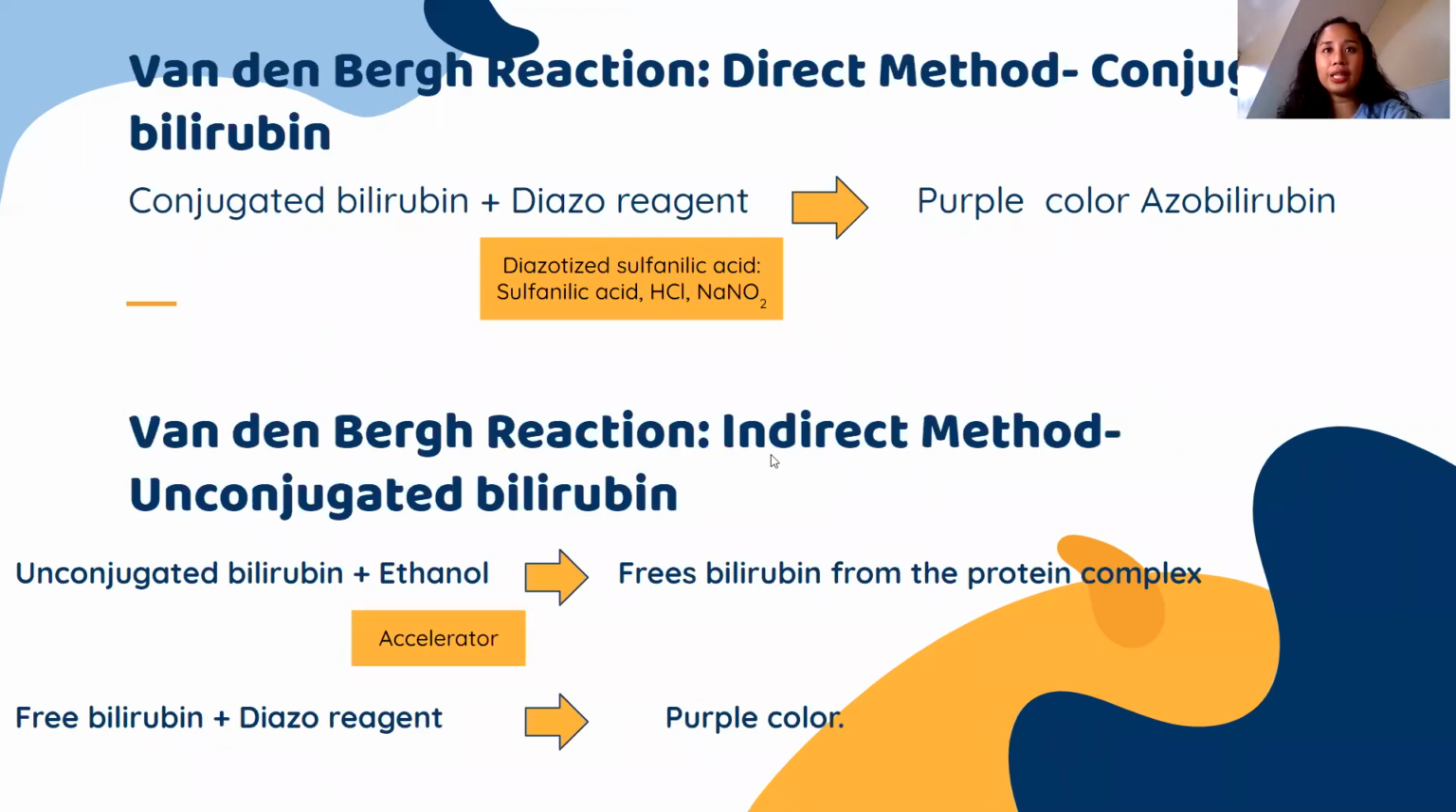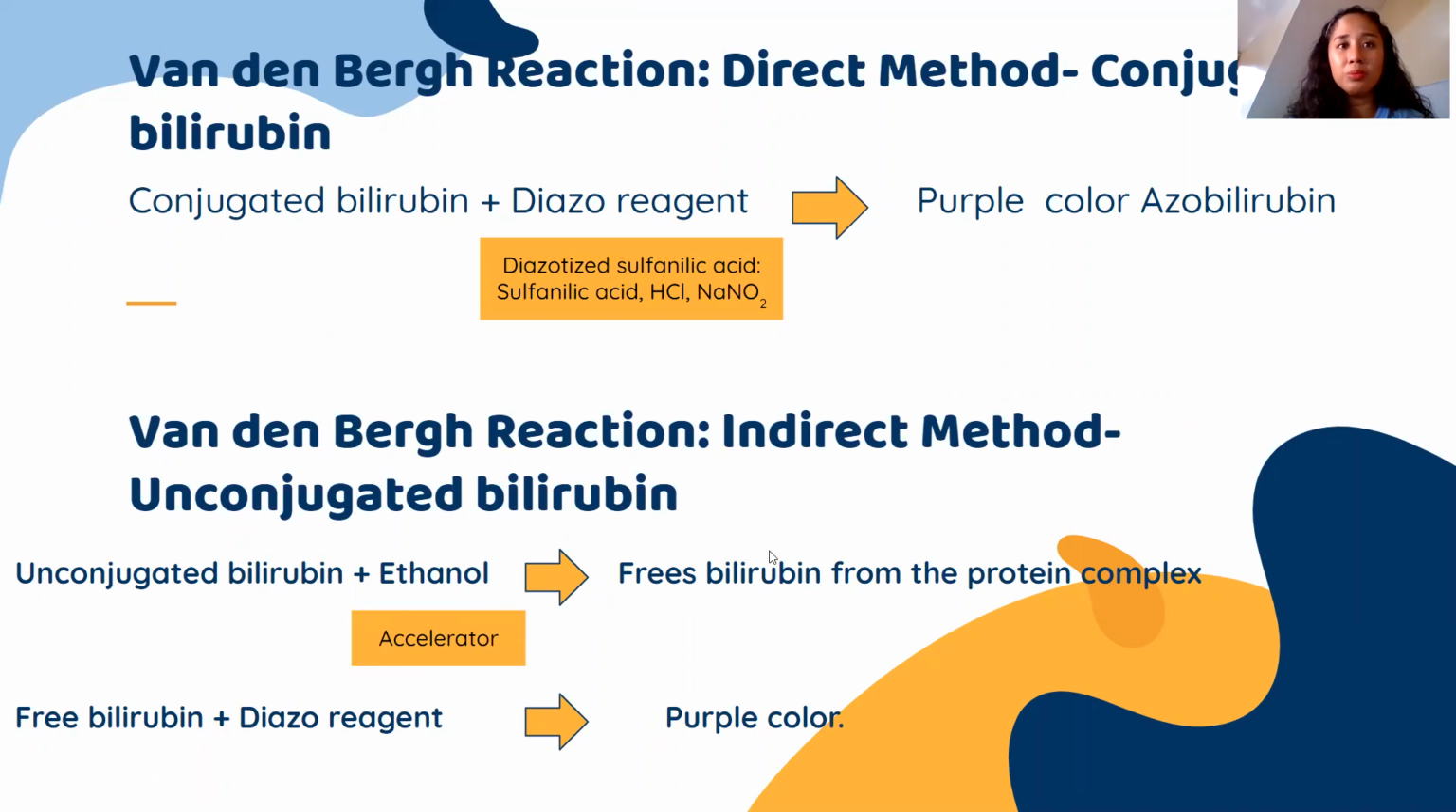So, class, the direct method is for conjugated bilirubin. Conjugated plus diazo. What is in the diazo reagent? Sulfanilic acid, hydrochloric acid, and sodium nitrite, which will form purple azobilirubin. Then here we have the Van den Bergh reaction or your indirect method. Indirect because it needs an accelerator, and an example accelerator, guys, is ethanol. Unconjugated bilirubin plus ethanol will produce your free bilirubin.